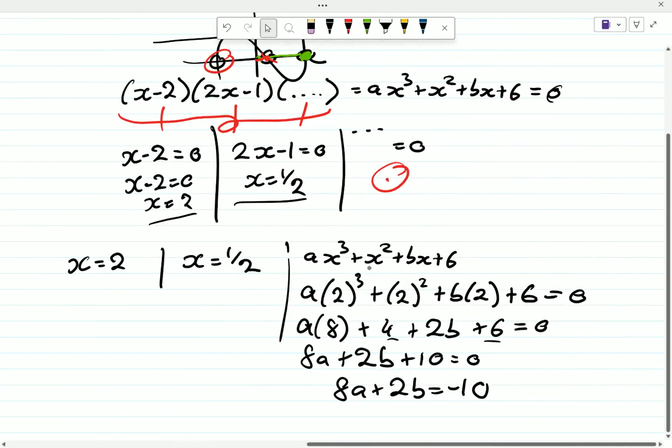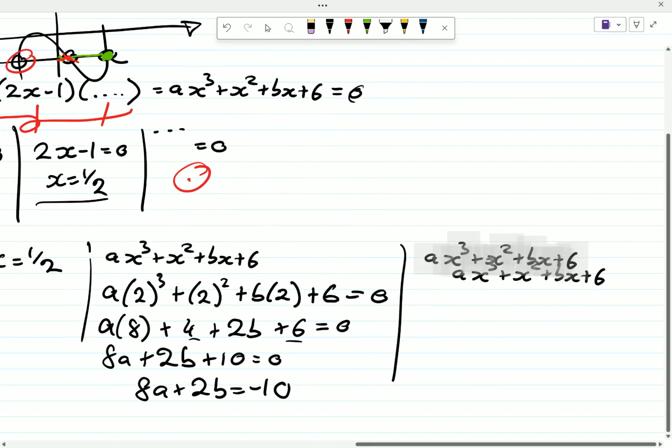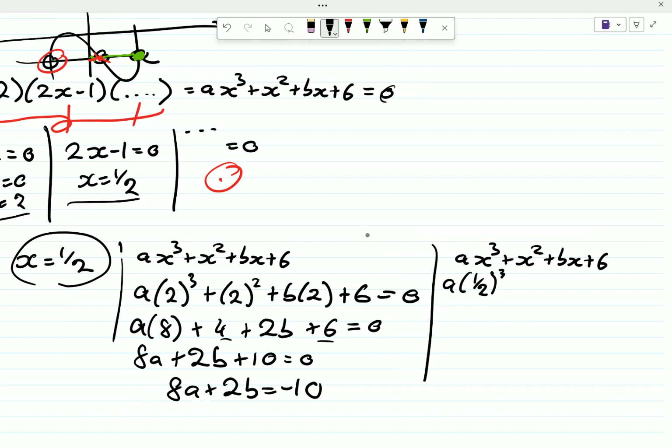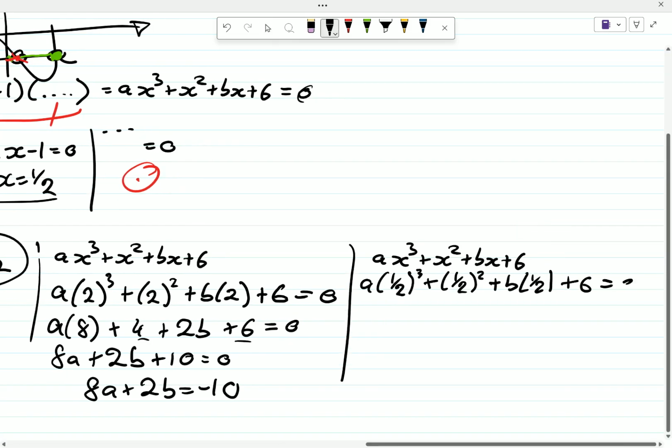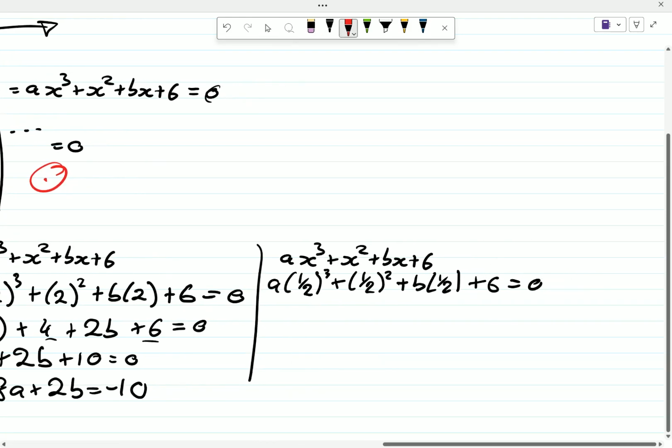Now if we draw a line here, take this equation, copy, paste, and now we sub in x equal to a half. That's a times a half cubed plus a half squared plus b times a half plus 6. Like we were saying before, we know that's equal to 0 because it's a root, it's always equal to 0. So as I was saying before, if you're squaring or cubing a fraction, you can just cube the top and cube the bottom.